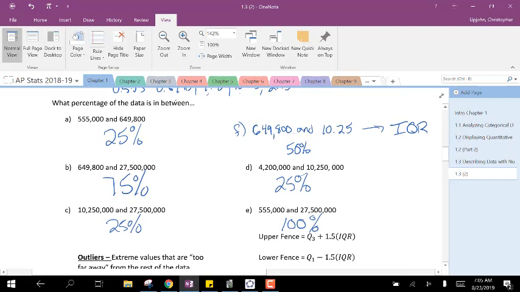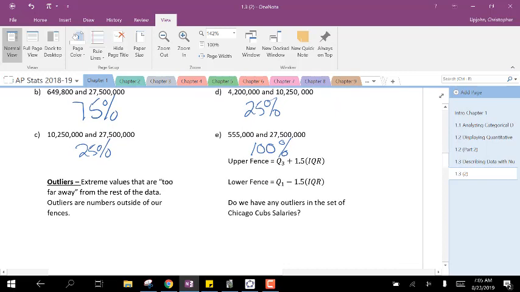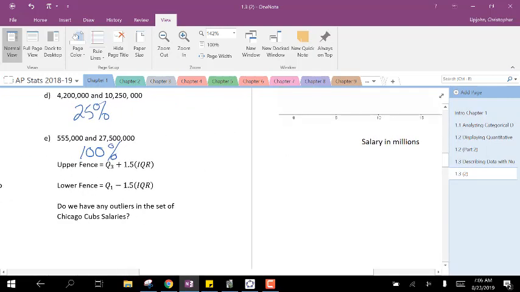So we know there's an outlier in this set. Let's show it with actual numbers and some rules. Outliers are extreme values that are too far away from the rest of the data, whether that's high or low. Outliers are numbers outside of our fences or our boundaries. How do we find those upper and lower fences? Over here: Q3 plus 1.5 times the IQR, and Q1 minus 1.5 times the IQR.